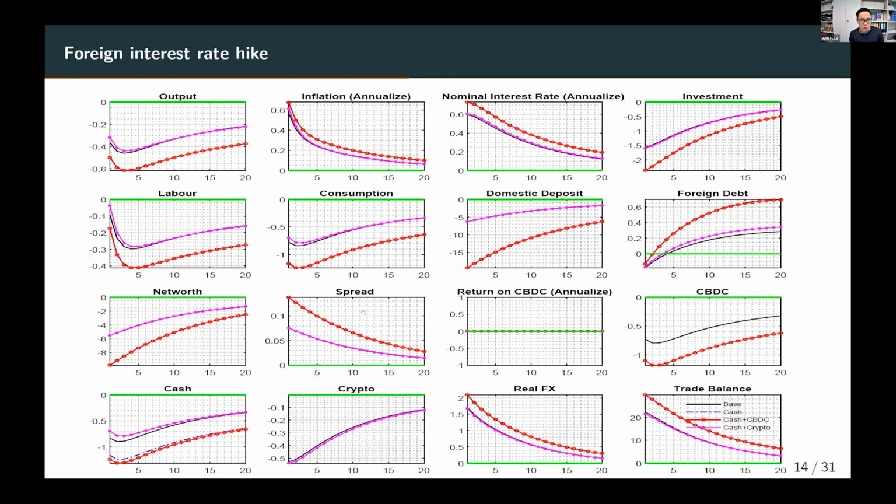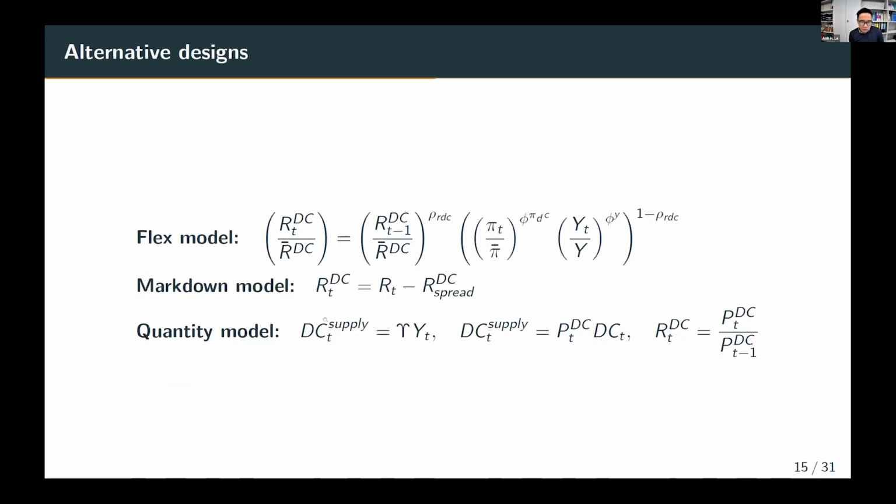So we reached the conclusion that crypto can help because it provides additional resources for the bank to conduct lending. So it partly helps the bank depend less on foreign funding when the interest rate hikes. And then I compare other alternative CBDC designs. We have three more models.